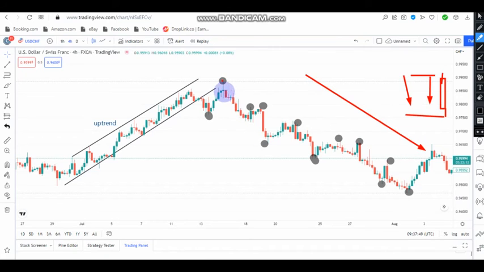So you can see that these are highs. As the price is going down, call it lower highs. The price is going down. This one is low.